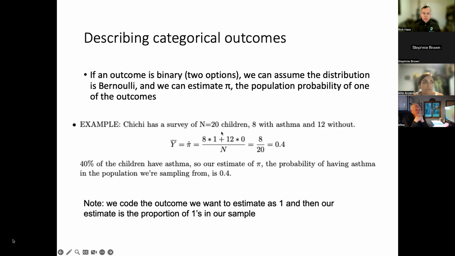If you have a bunch of 0s and 1s and you compute a sample mean on those data, the sample mean is simply the fraction of 1s in your data set. So in this case, out of 20 children, 8 with asthma, 12 without, it is simply 8 out of 20, or 0.4, or 40% of the children have asthma. And if we felt this was an adequate sample size with good representation, we could use this as our estimate of the true population prevalence or proportion.